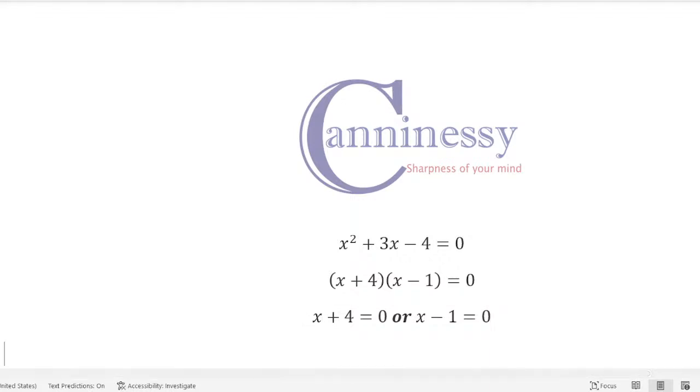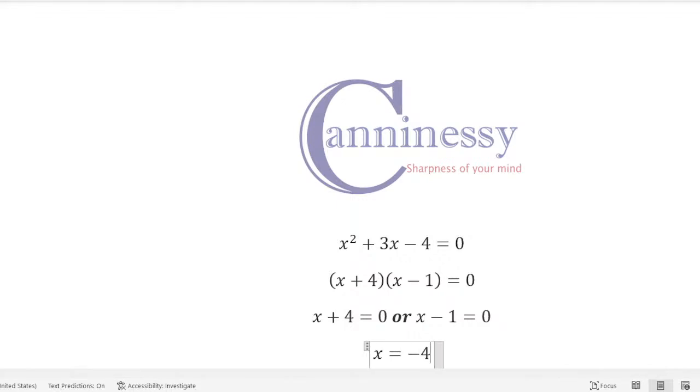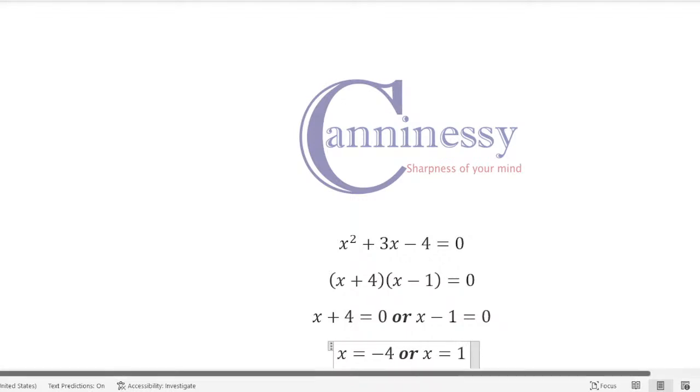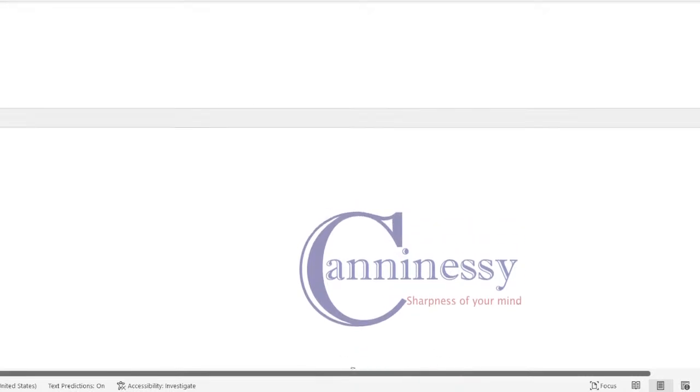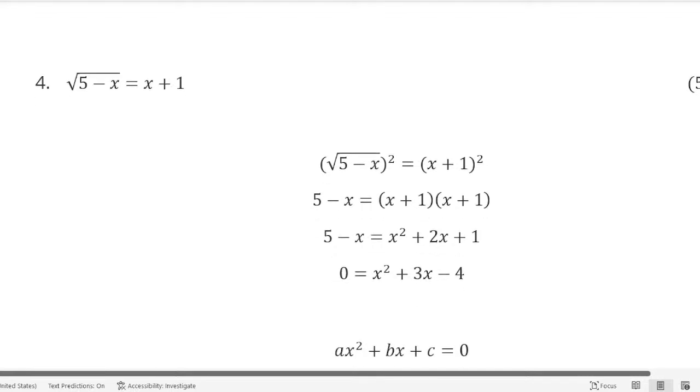Alright, so here, can you guess the value of x? So x will be negative 4. x is equal to negative 4, or x is equal to positive 1, or x is equal to 1. Right? So these are the two possible values of x.